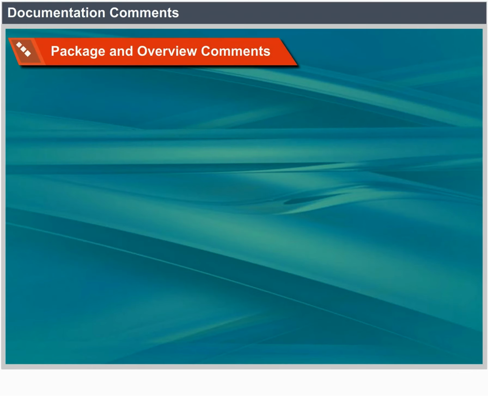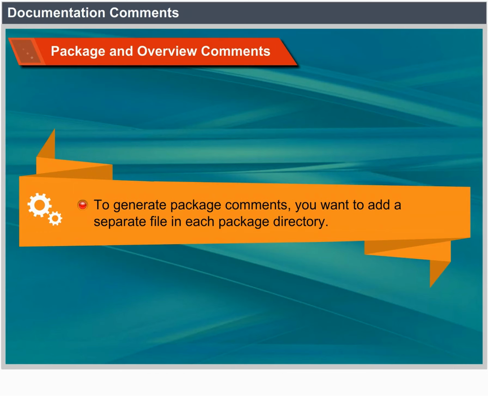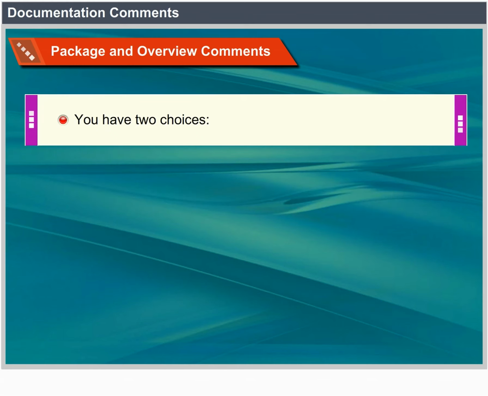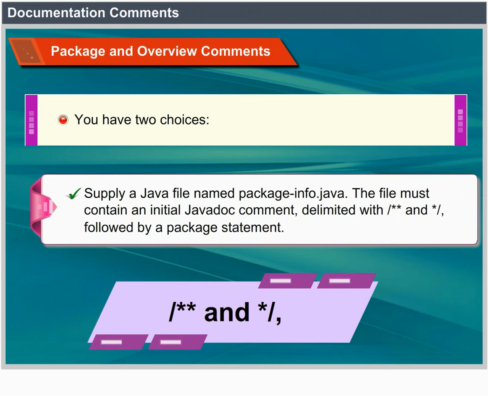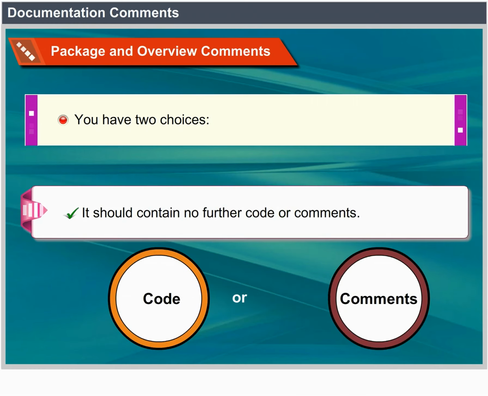Package and overview comments. To generate package comments, you want to add a separate file in each package directory. You have two choices. Supply an HTML file named package.html. All text between the body tag and close body tag is extracted. Or supply a Java file named package-info.java. The file must contain an initial JavaDoc comment delimited with /** and */ followed by a package statement. It should contain no further code or comments.